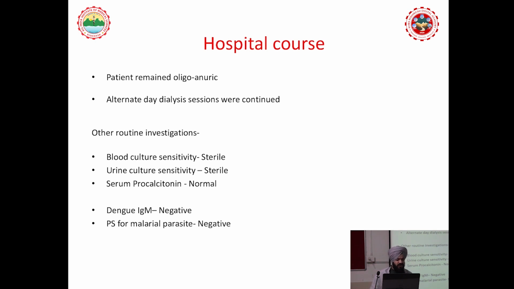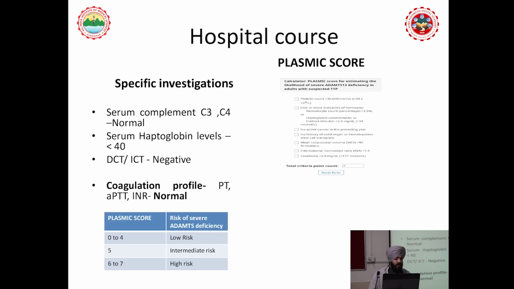On other routine investigations, to rule out secondary causes of infection and sepsis, blood culture came out to be sterile, urine culture sensitivity was sterile, and serum procalcitonin was normal. Tropical profile, dengue and malaria, was negative, ruling out tropical causes for AKI. On special investigations, C3 and C4 were normal and serum haptoglobin was low, with DCT and ICT negative, and coagulation profile, PT, APTT, and INR, normal. We calculated the PLASMIC score just to rule out the possibility of TTP, which revealed the patient was in the low risk category.